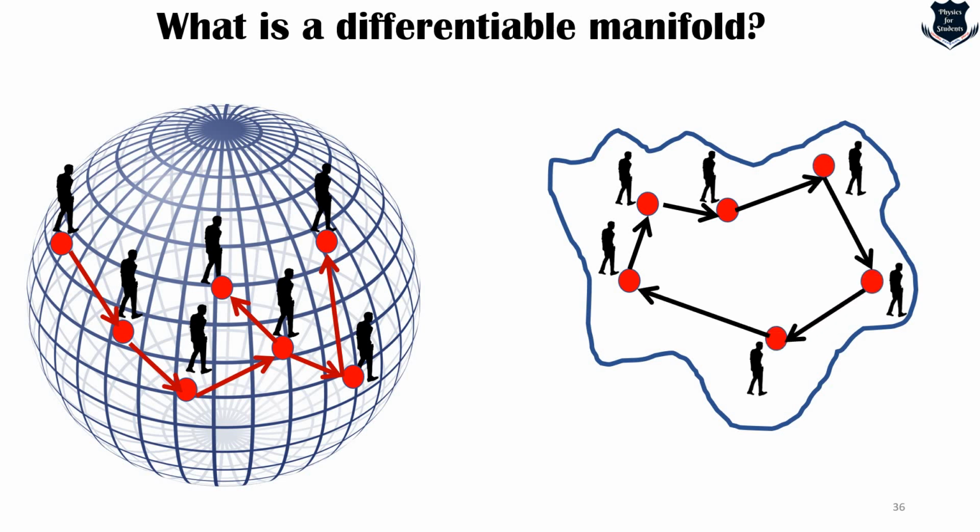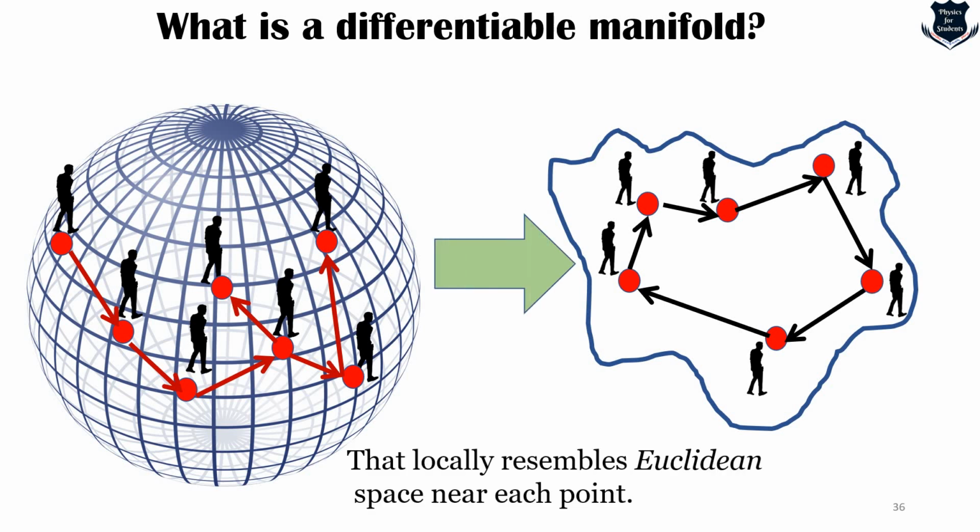So what you can see is a similarity between the movement of this person on a sphere and on a curved surface. And this is what locally resembles Euclidean space near each point. So when I'm maybe in space or somewhere else, I'm looking into the global aspect, and this is what is called local. So this is the first concept to understand a differentiable manifold: something which resembles a local Euclidean space is something which is called a differentiable manifold.